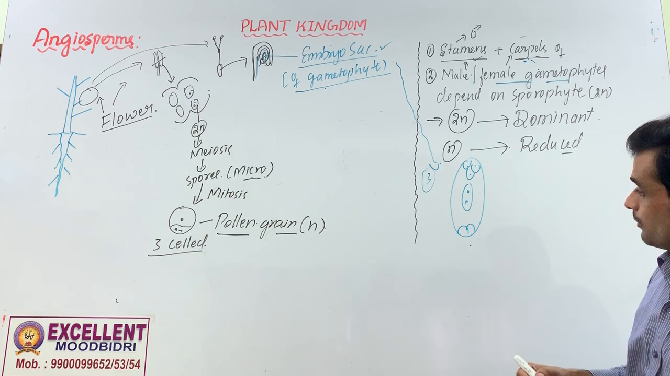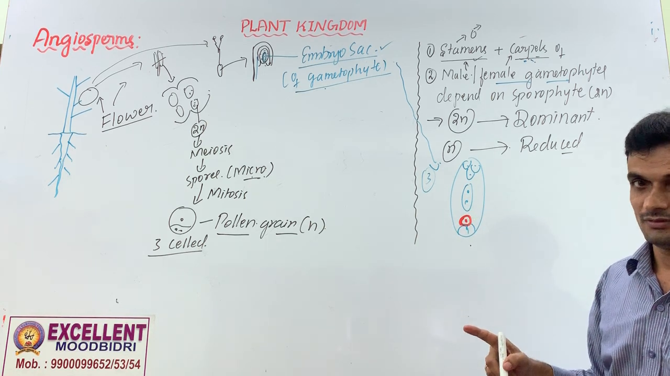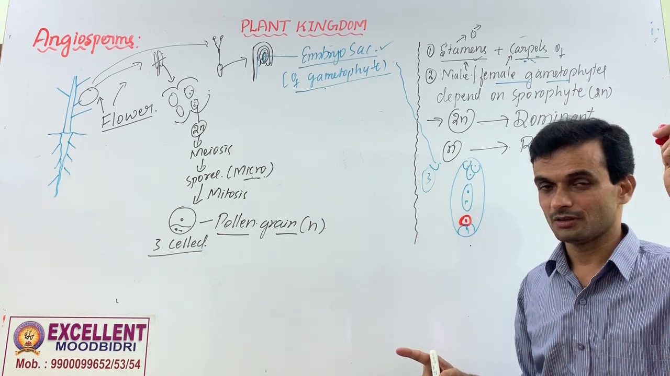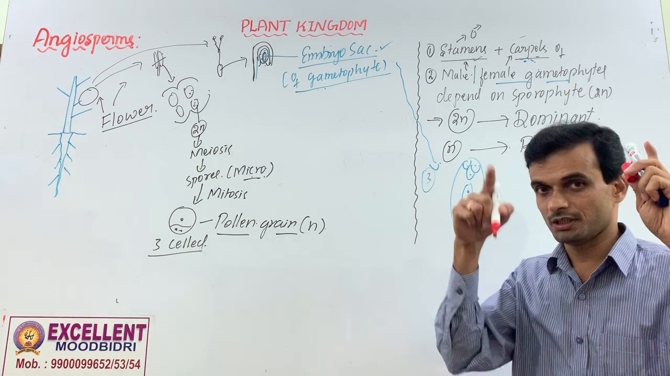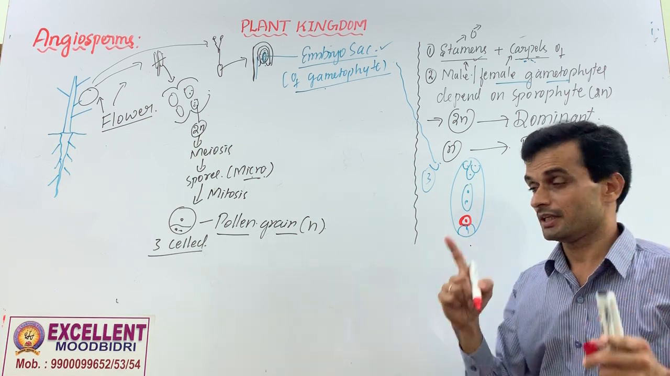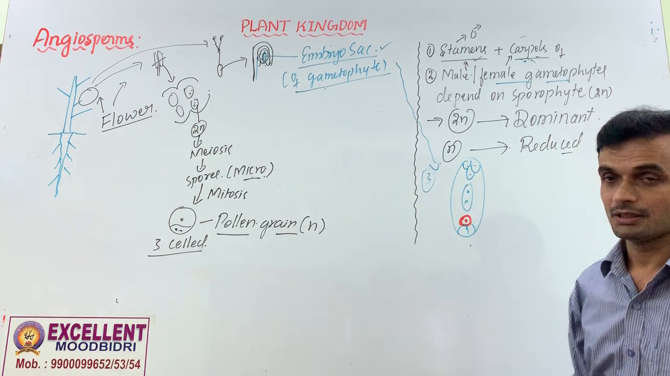There is one egg, only one egg, one archegonium, one egg. In gymnosperm or pteridophyte or bryophyte anywhere, archegonium, one chamber will have one egg, non-motile. Here also one egg, one embryo sac, one female gametophyte.